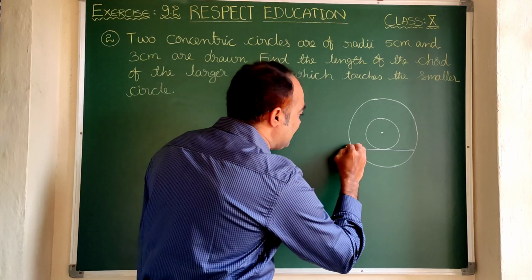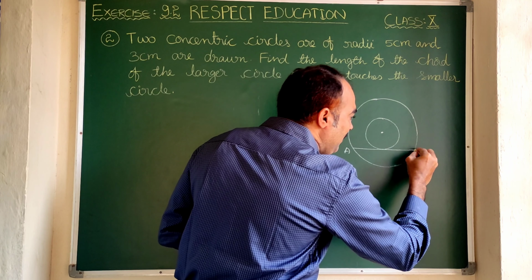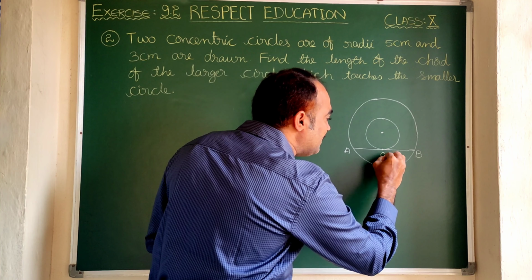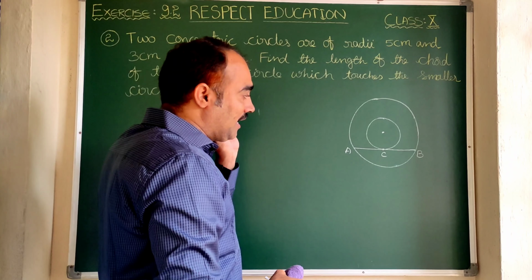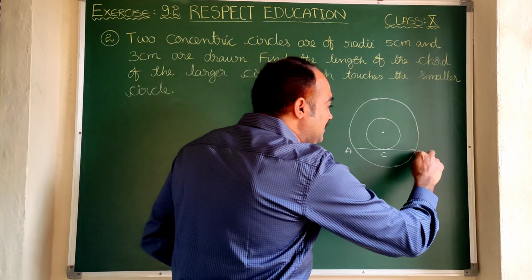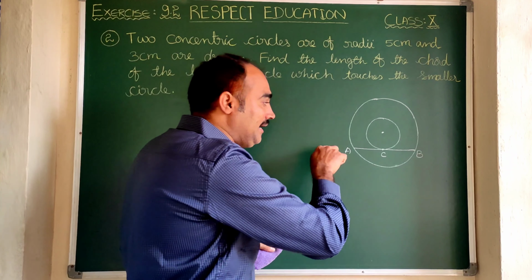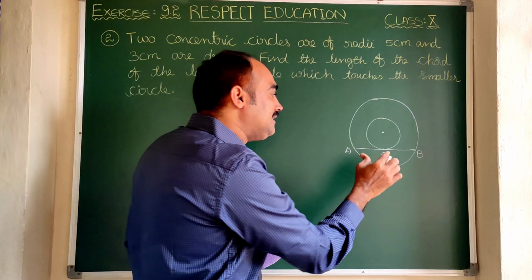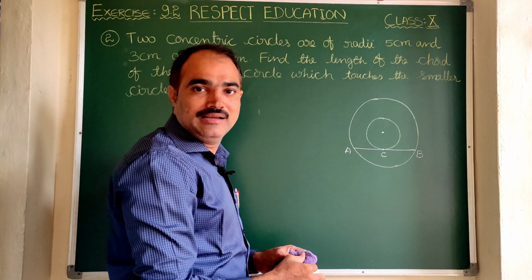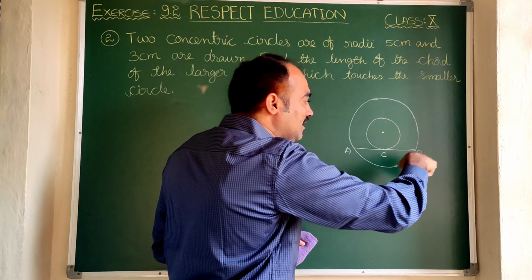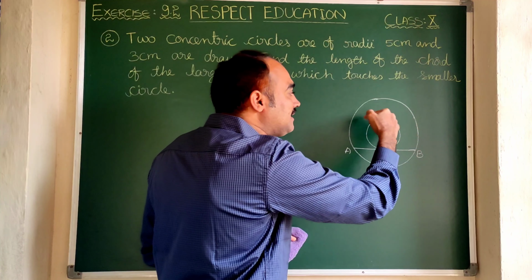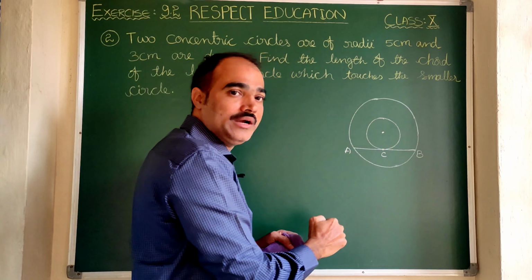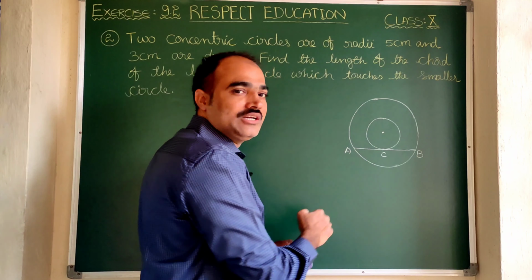Let us label it as AB. AB is a chord of the larger circle where it touches the smaller circle at a point, which I am taking as C. If you understand carefully, AB is the chord of the larger circle and AB intersects the smaller circle at only one point. That is why we can say AB is a tangent to the smaller circle. Is it clear? AB is a chord for the larger circle and the same AB is a tangent for the smaller circle, because it touches the smaller circle at only one point, that is C. So it can be called the point of contact.